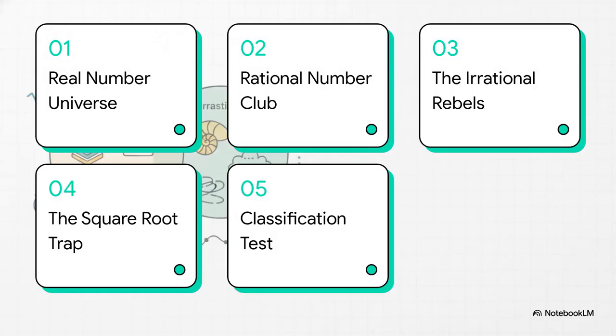So here's our quick roadmap for how we're going to conquer this together. First up, the real number universe. Second, the rational number club. Third, the irrational rebels. Fourth, the square root trap. And finally, the ultimate classification test.